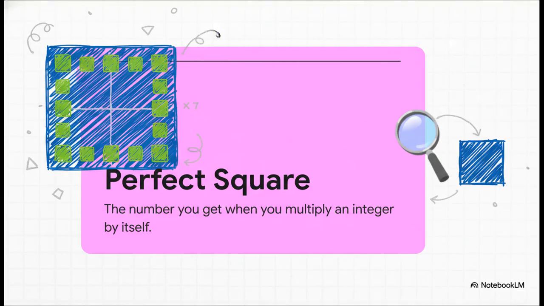Yep, you got it. It's called the perfect square. So that 49 we just talked about, that's a perfect square. Why? Because you get it by multiplying an integer, in this case 7, by itself. Pretty straightforward when you break it down, right?